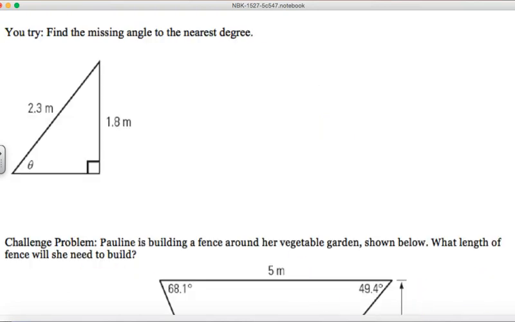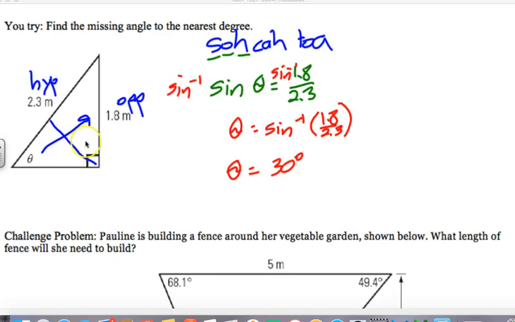Alright, so let's let you guys try one real quick. I'll pause it, give it a try, and we'll see if you get it right. On this problem, you've got to identify what do I know and what am I trying to find. So I've got my hypotenuse, and I've also been given the opposite side of my theta, my angle. All right, so I'm going to try to find the angle.